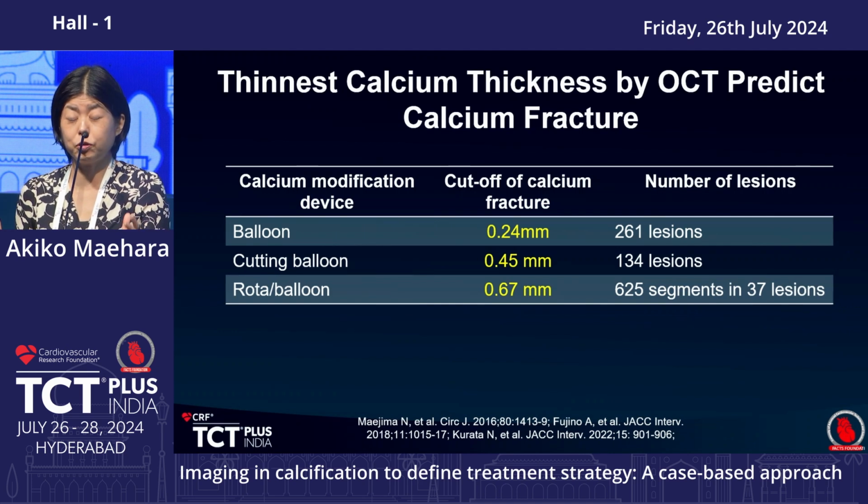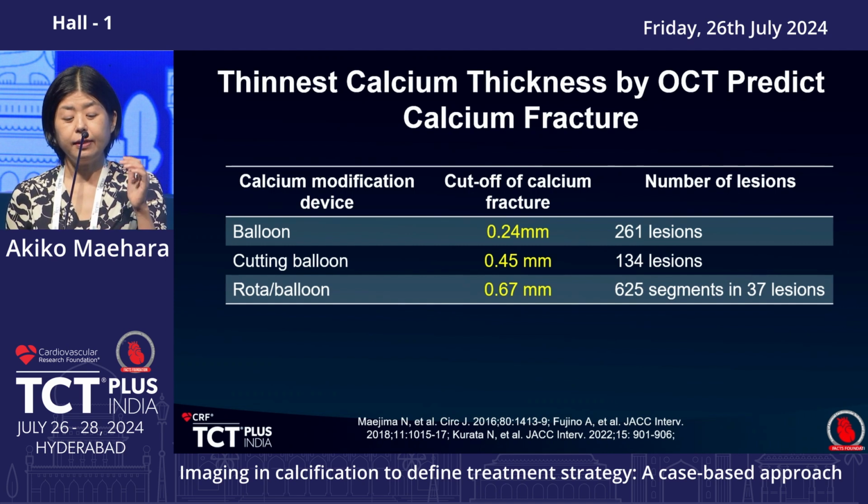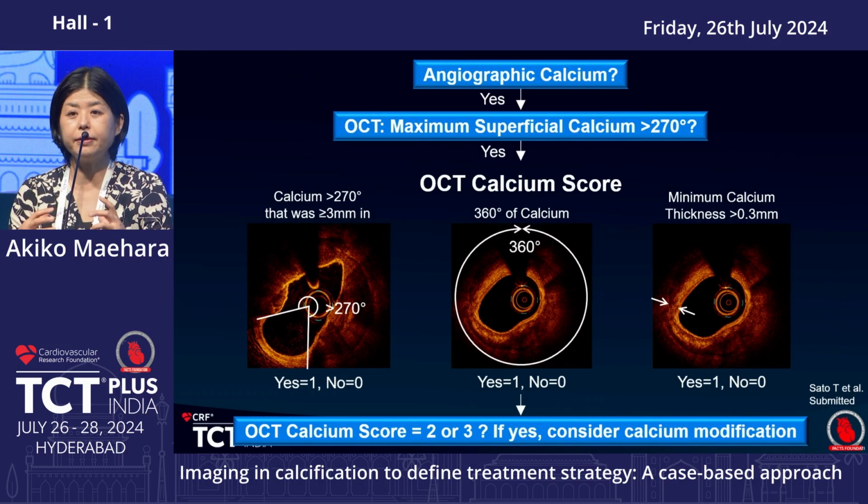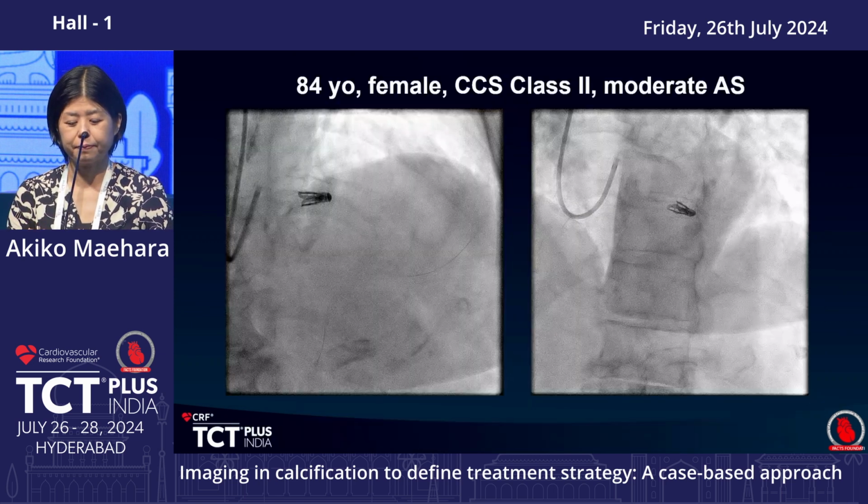And there are different people talking about the cutoff value, what type of device can make the fracture. If the thinnest thickness is thinner, we can make the fracture even with balloon only. A little bit thicker, we can make the fracture with a cutting balloon. And if the thinnest is thicker, we can make the fracture only using the rotor or orbital. So thinnest thickness does matter. And based on this, we made the new calcium score. Now thinnest thickness is the most important, more than 0.3 millimeter thickness. That's what we think is the most important. Those are the new scores based on the OCT.